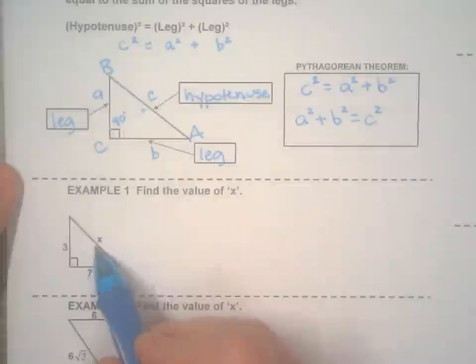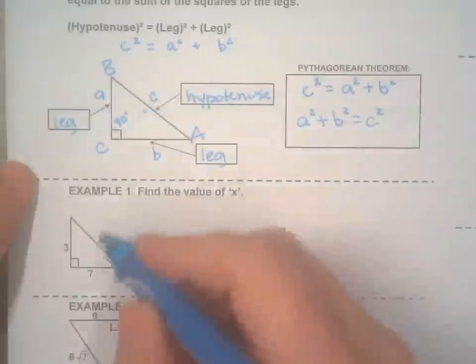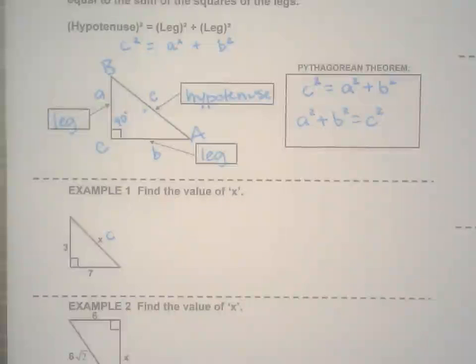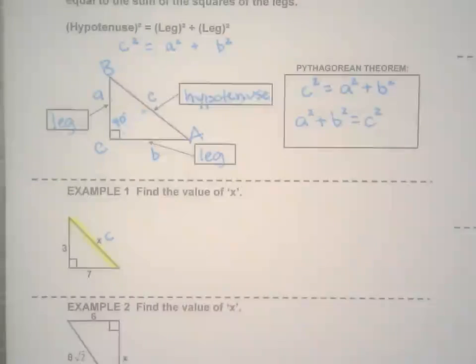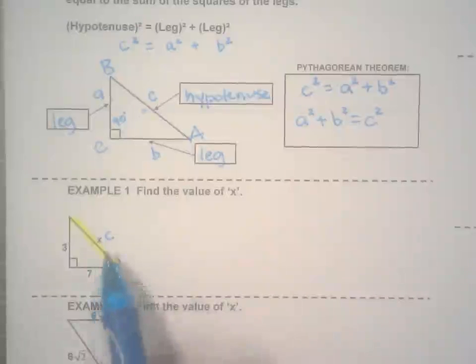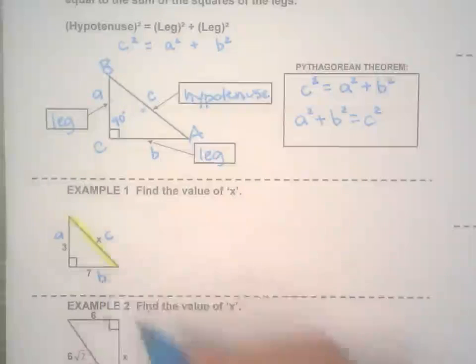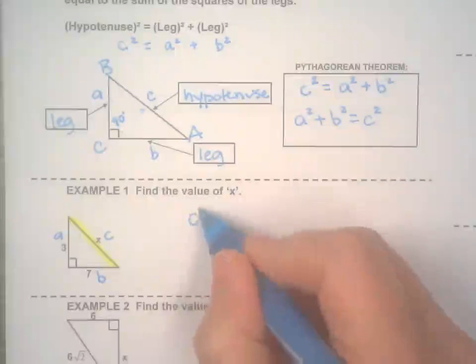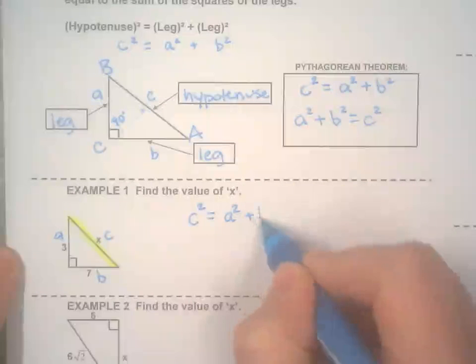The side that is across from the right angle is c. So that's the longest side. I like to highlight the hypotenuse, that way I don't get confused, and it's easy for me to see, hey, that's the hypotenuse right there. And this is leg and leg. I'm just going to go with c squared is a squared plus b squared.